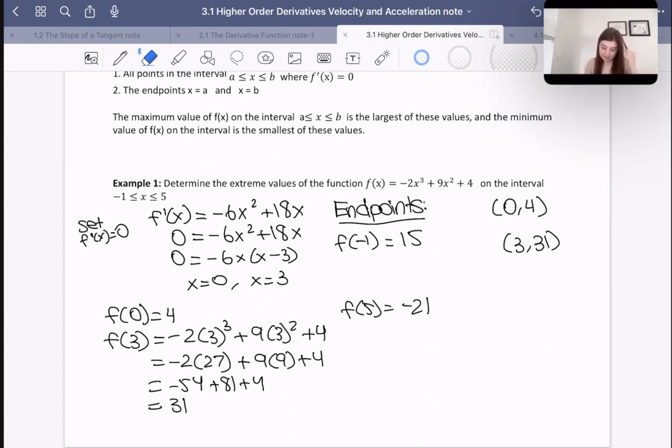So now let's talk about what's what. Well, we have a point at negative 1, 15, right? So 15 is a value and negative 21 is a value. And so in this situation, we can clearly see that our maximum would be 31, right? This maximum we got here is going to be our global max. Why is that? Because none of the endpoints reached it, right? The maximum of our endpoints was just 15, so this must be our global maximum. Now this one is just a local min.